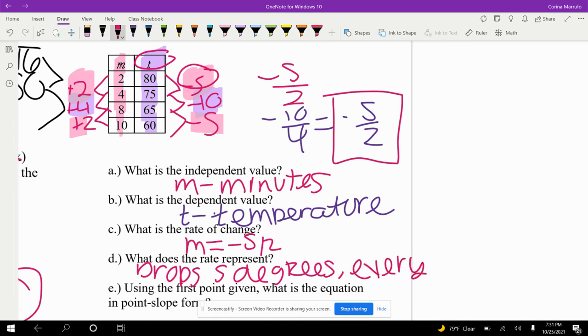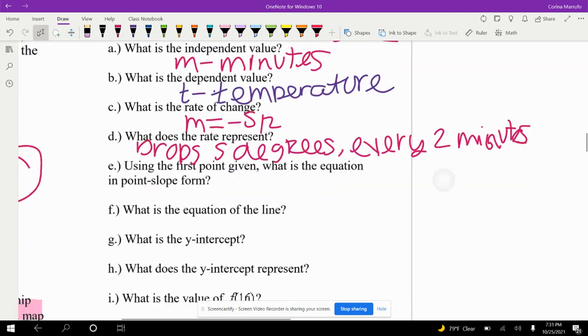And then on this number, the number in the denominator, the 2 is our time in minutes. So every 2 minutes. Okay, so use the first point given. What is the equation in point slope form? So again, our point slope form is y minus y1 equals m times x minus x1.